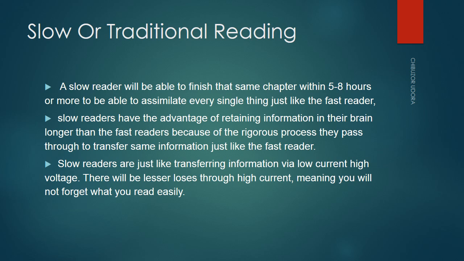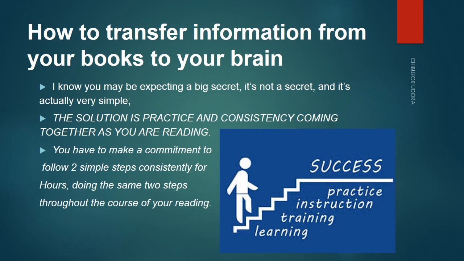Just read according to your pace and you will still get where the fast readers got to, and even better, because once you read this way, you will never forget anything. But the fast readers are prone to forgetting things easily, and it is really a challenge for them. Now, slow readers have the advantage of retaining information in their brain longer than fast readers because of the rigorous process they pass through to transfer same information, just like a fast reader.